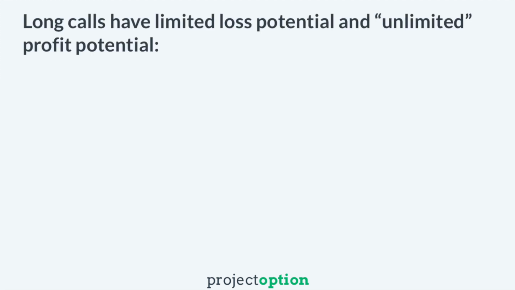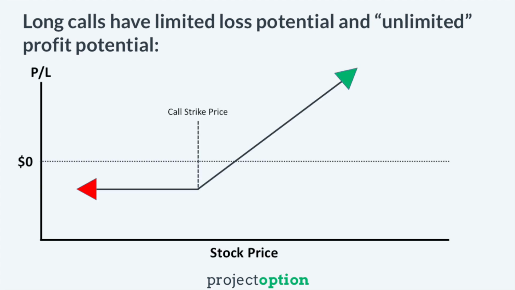Now, long calls have limited loss potential and virtually unlimited profit potential. And when you look at the risk profile graph of a long call option, the expiration payoff diagram will look something like this image that we're looking at right now. So on the bottom, we have the changes in the stock price, and on the y-axis or the vertical axis, we have the profitability of that strategy.